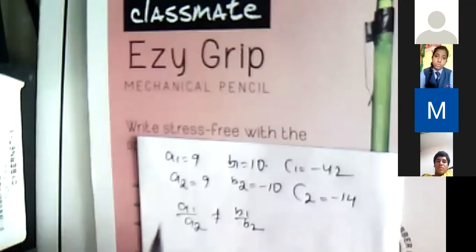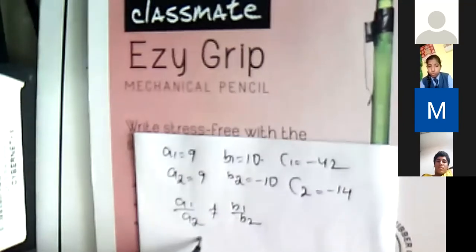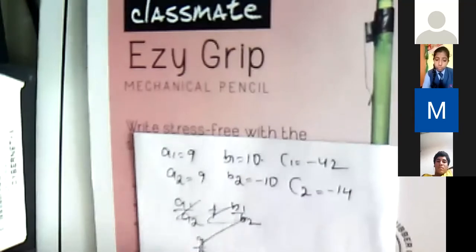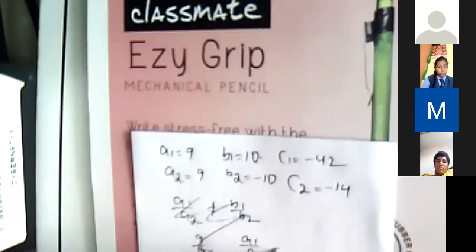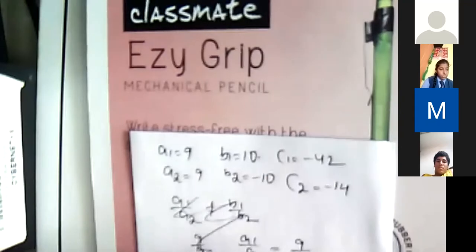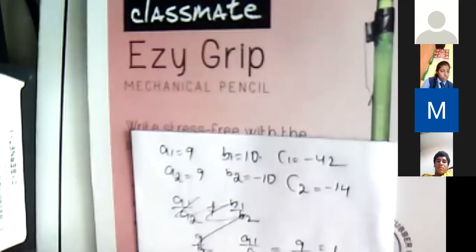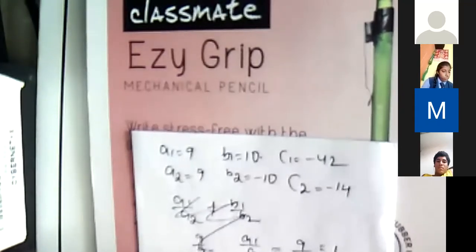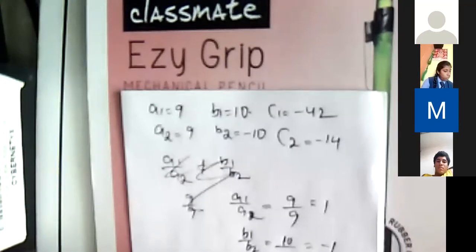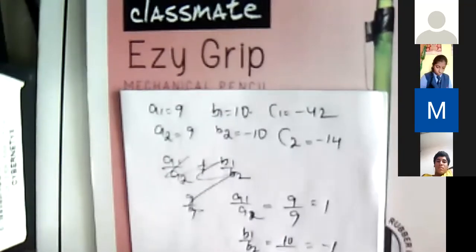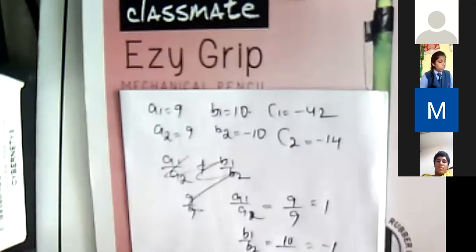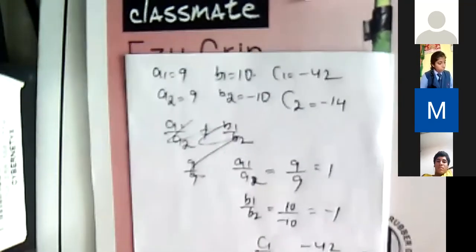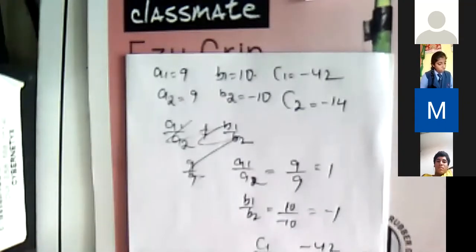Correct? A1 by A2 antandre 9 by 9. Okay, sorry. First find out A1 by A2 is equal to 9 by 9, that is equal to 1. B1 by B2 is equal to 10 by minus 10, that is equal to minus 1. C1 by C2 is equal to minus 42 by minus 14. It is 3. Yes, you can compare first. Compare and tell me the answer.